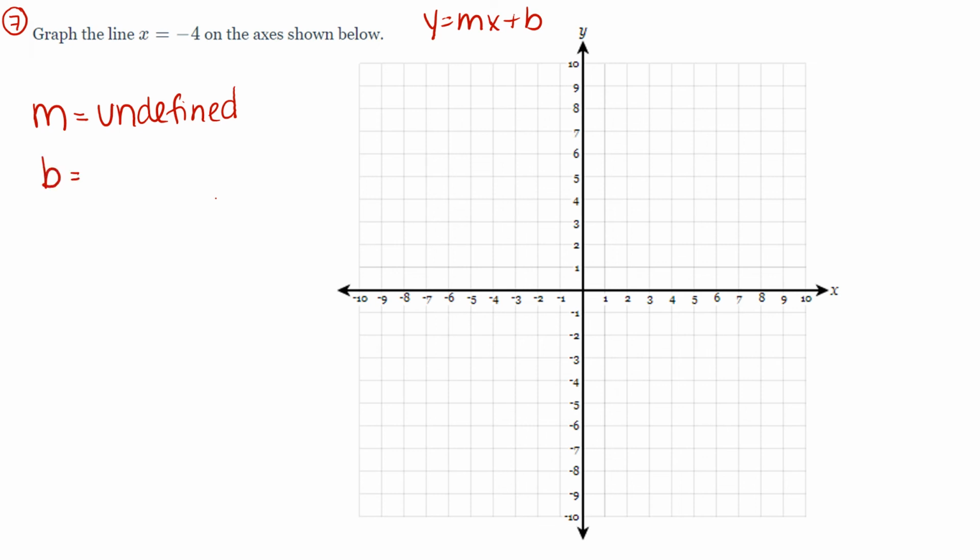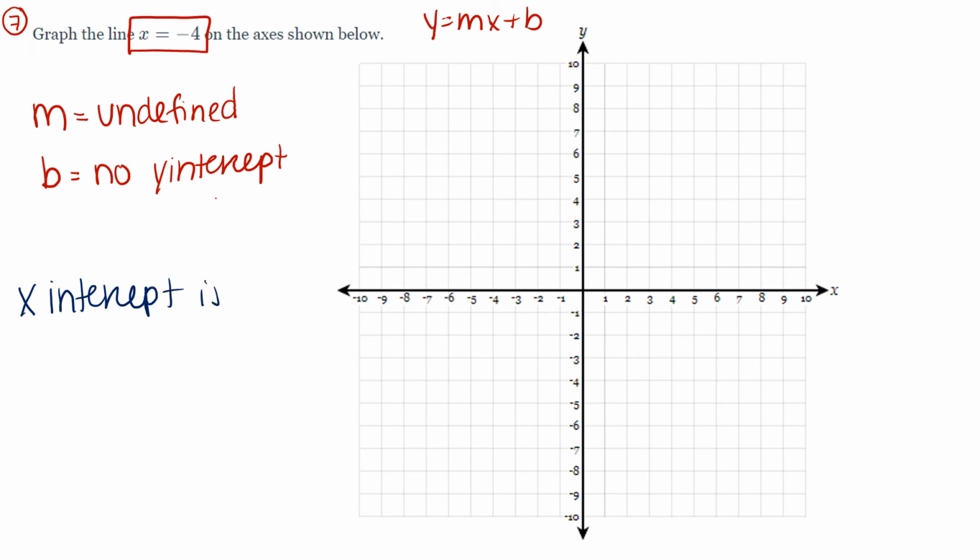And for our initial value, the y-intercept, there is no y-intercept. Again, if you have an x equals equation, it means that you have an unsolvable equation. So we have an undefined slope and no y-intercept. The only piece of information that this gives us is that the x-intercept is negative 4. So what we're going to do is on the x-axis, we're going to put a point at negative 4.